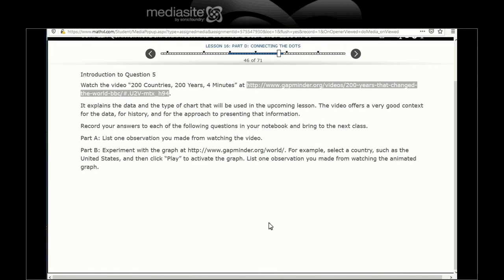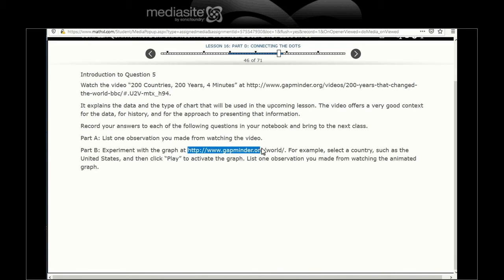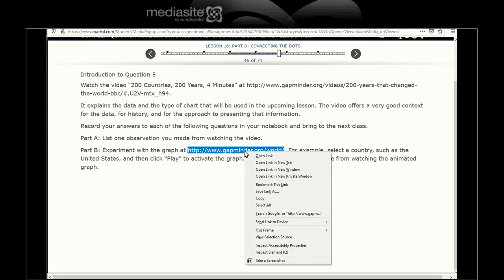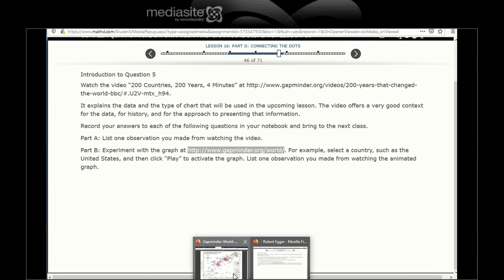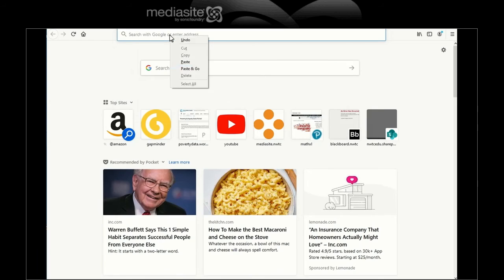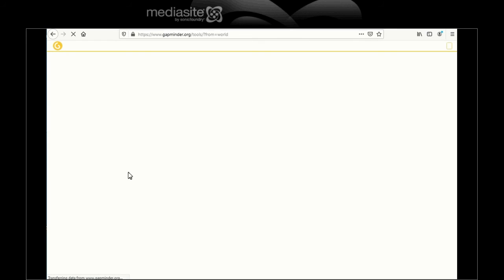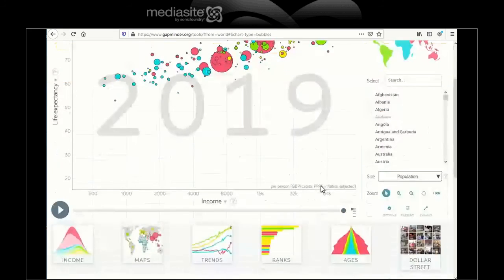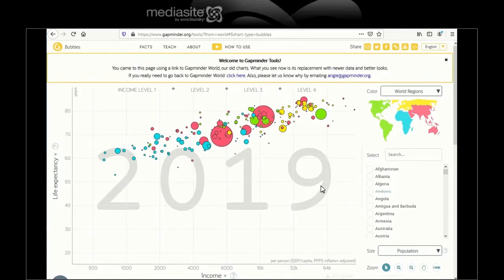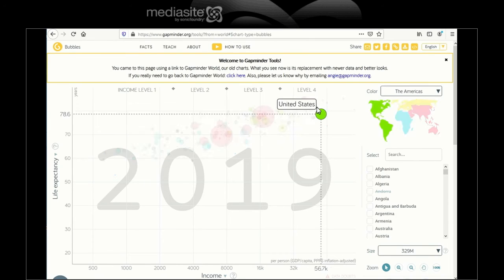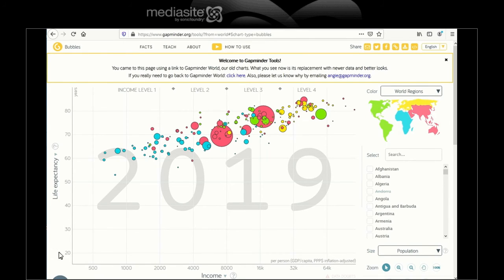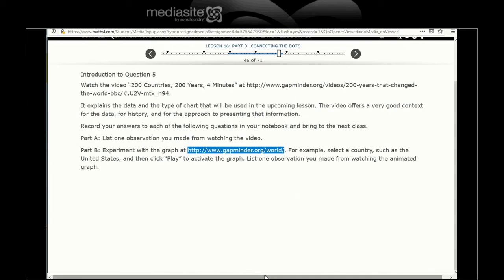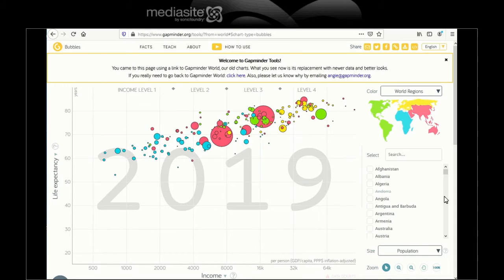Part B, experiment with the graph. Let's see what it looks like. Copy the new link, paste and go. Okay, so here's the graph again. Like I said, everyone started way down in this area here. And what do we want to do? Select a country such as the United States, click play to activate the graph. There's one observation made from watching the animated graph. Okay, I'll leave that to you.